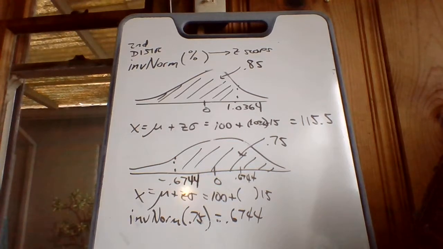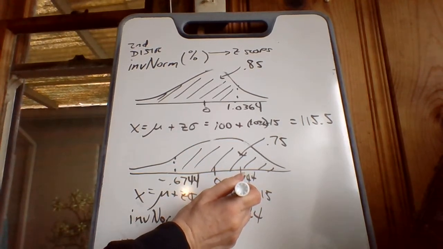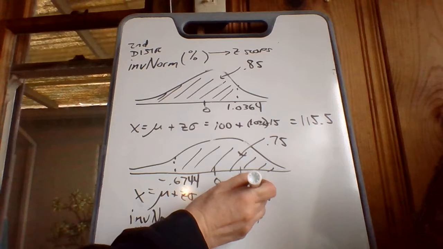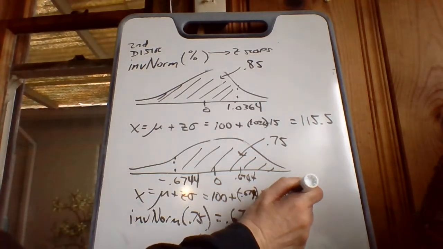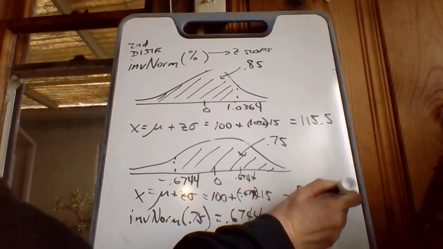Negative 0.6744. And then I put that in my formula, and I work all that out and I get 89.9.